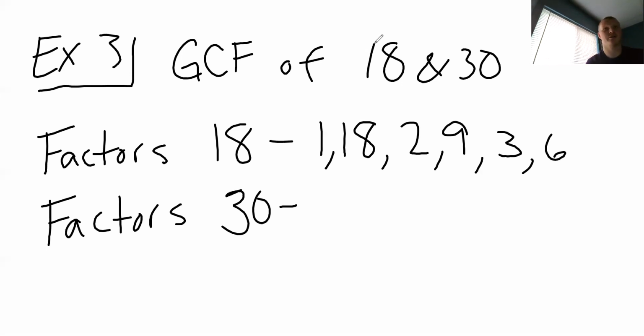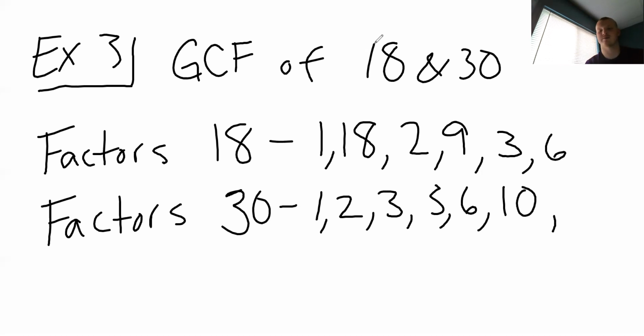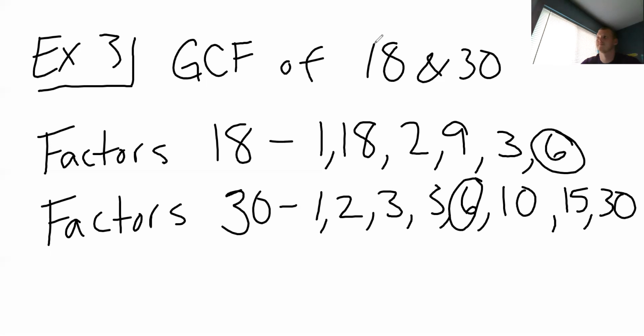Then I have 30. Caleb, what are some of my factors of 30? 1, 2, 3. Not 4. 5. Yep, 5 times 6. And then from there, it'd be 3 and 10. And then 2 times 15. And then 30. My greatest common factor is the biggest number that is in common. So it's going to be 6. Those are the biggest numbers that are in common. So my greatest common factor equals 6.